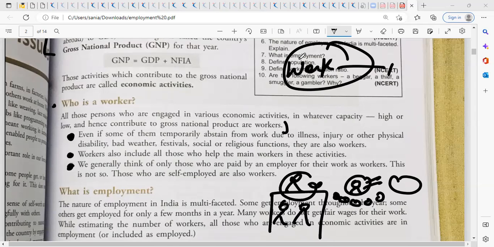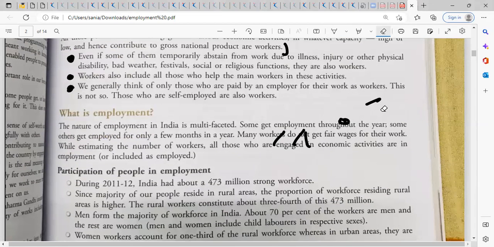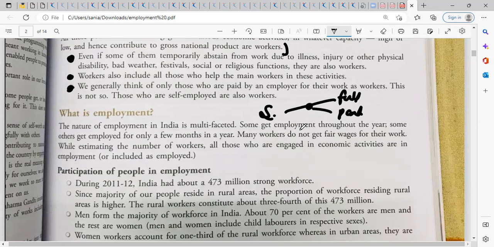Yes. Now, next, because the chapter is employment, what is employment basically? The nature of employment in India is multi-phase, right? Someone is getting full-time employment, someone is doing part-time, someone is doing seasonal work. So there are various types. The nature of employment in India is multi-phase.